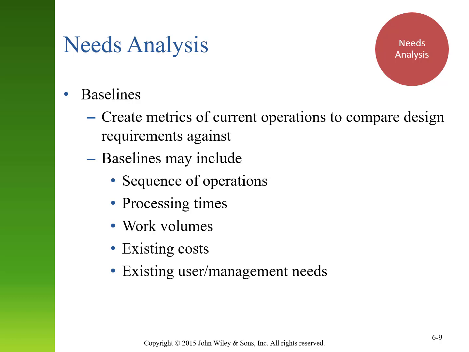This is a metric of how we currently operate so that when we design our new network, we can compare what the improvements might be. Baselines include things like the sequence of our current operations, how long things take to process, what kind of work volumes we're currently dealing with, what our network currently costs, and what our current user and management needs might be inside our network, and how they're being satisfied by our current solution.